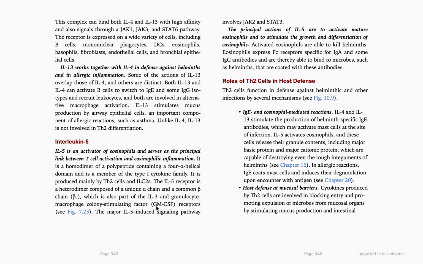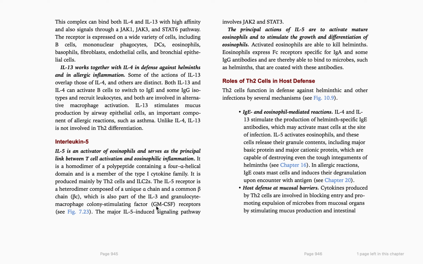Role of Th2 cells in host defense. Th2 cells function in defense against helminths and other infections by several mechanisms. In the IgE and eosinophil mediated reaction, interleukin 4 and interleukin 13 stimulate the production of helminth-specific IgE antibodies, which may activate mast cells at the site of infection.